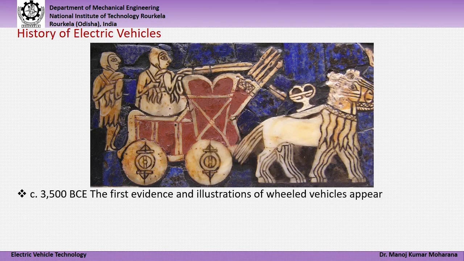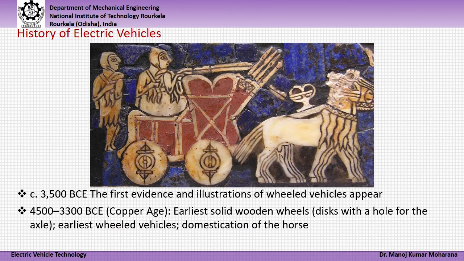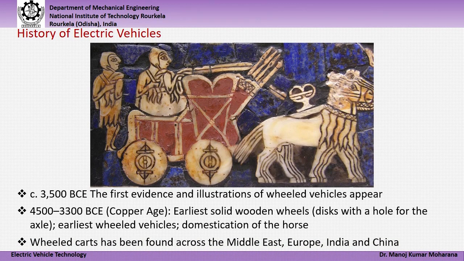This is the photograph that gives the evidence of the first wheeled vehicle that probably appeared first in the year 3500 BCE. During that time, during the copper age, solid wooden wheels or discs with a hole for axles were used to pull a cart that is driven by horses. And these wheeled carts have been found across the Middle East, Europe, India and China while digging the earth at many places.